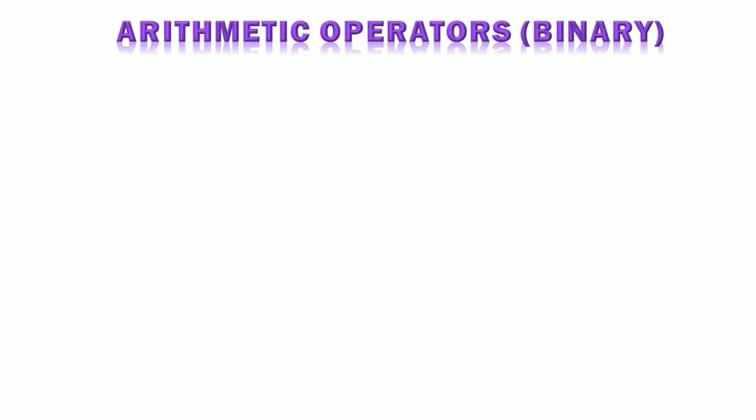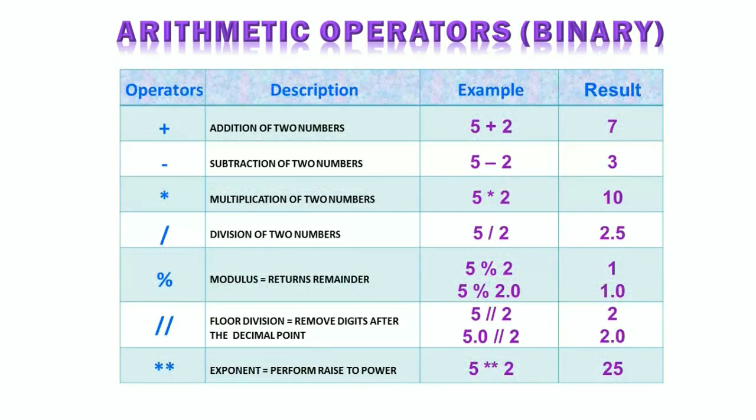First we will discuss arithmetic operators. Arithmetic operators are used to perform arithmetic operations like addition, multiplication, division, subtraction and so on. First we have addition of two numbers, like 5 plus 2 resulting in 7. Subtraction of two numbers, 5 minus 2 resulting in 3. Multiplication of two numbers, 5 into 2 resulting in 10. Division of two numbers, that is 5 divided by 2, results in 2.5. It results in floating point values.